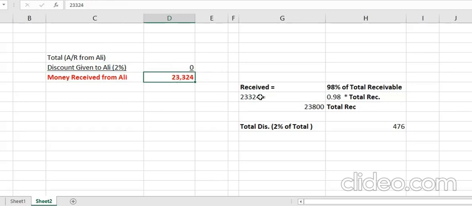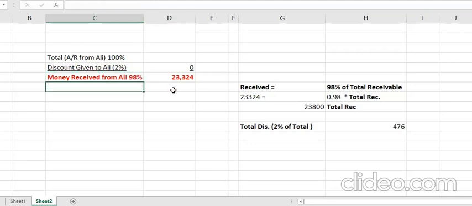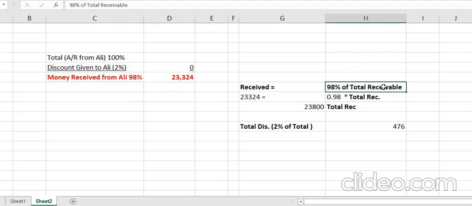So let's do some basic calculations here. Now we received some money. How much did we receive? We received $23,324. The money that we received is actually 98% of the total. Why 98%? Because 2% was the discount. So if the total is 100%, then it is 100% minus 2%, so the remainder that we get here is 98%. So the money that we are receiving is 98% of the total. If I put that into the equation, 98% becomes 0.98 multiplied by the total receivable. The received value we know, but I don't know the total receivable.